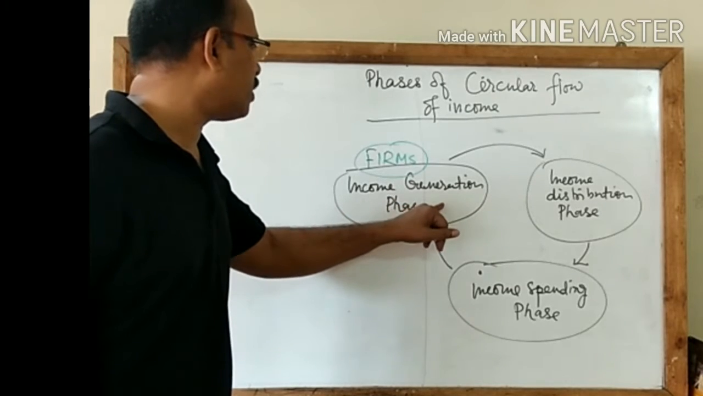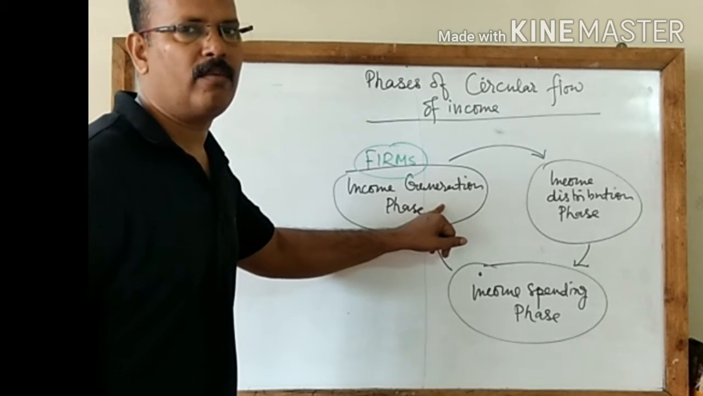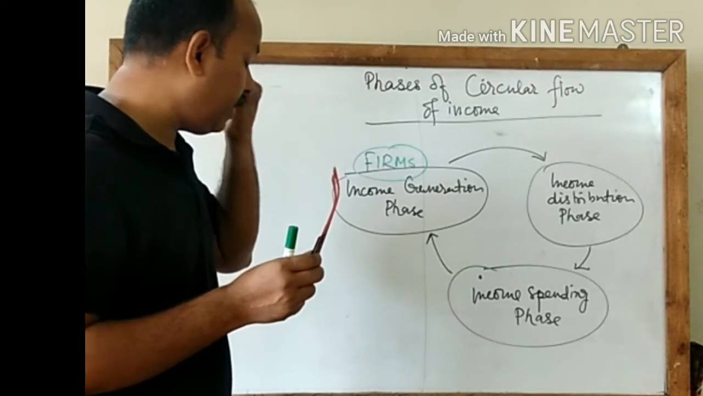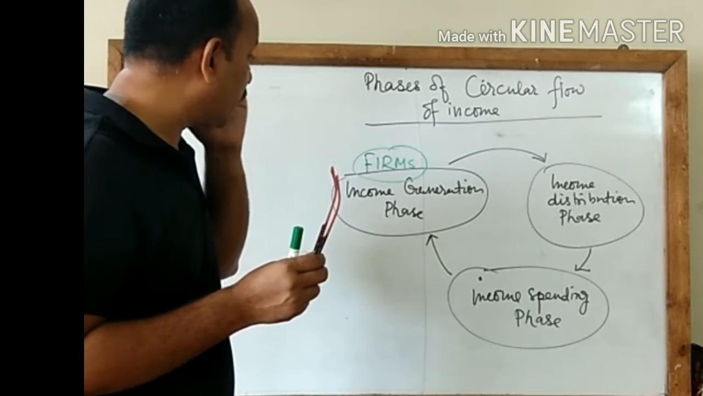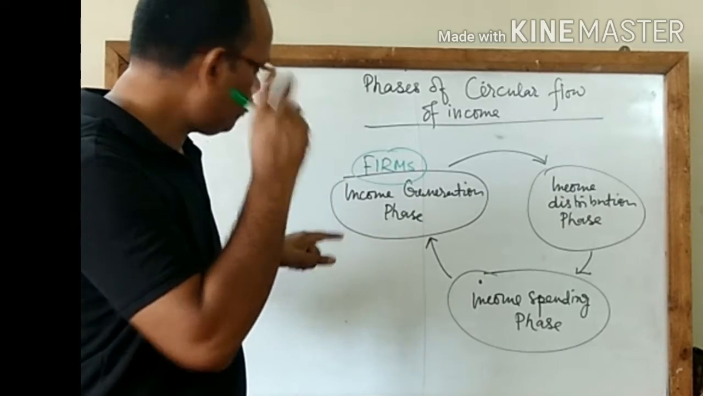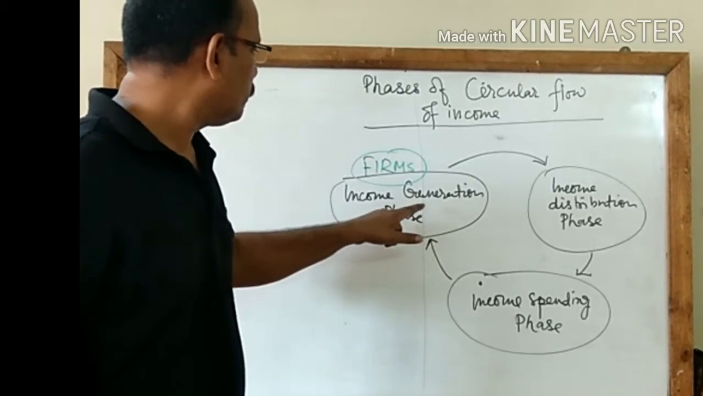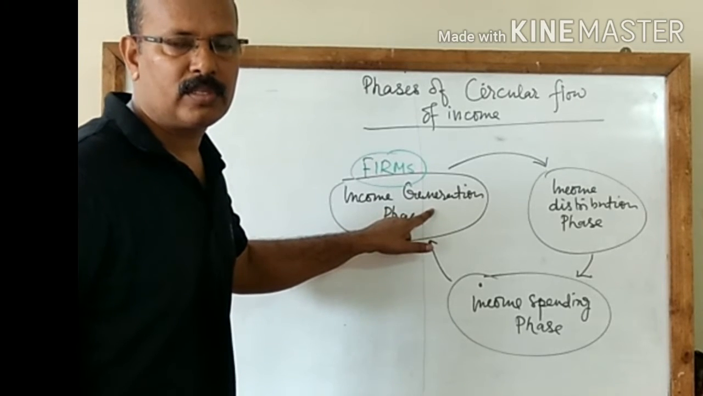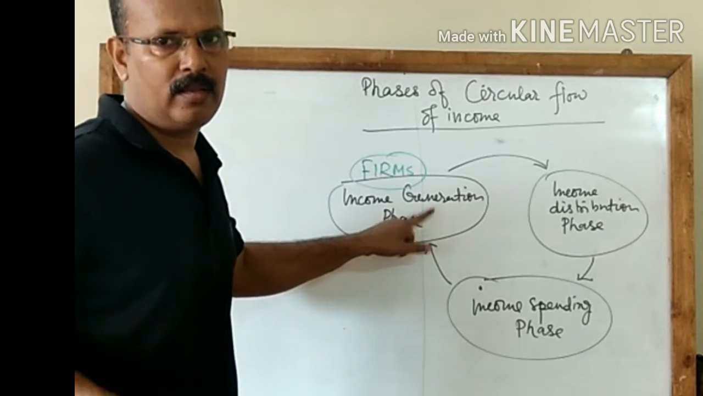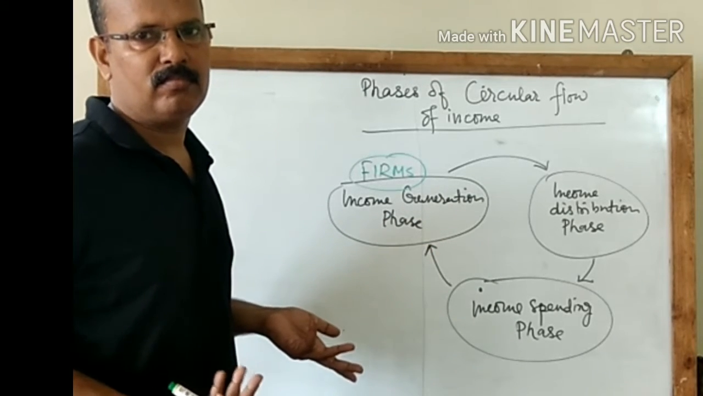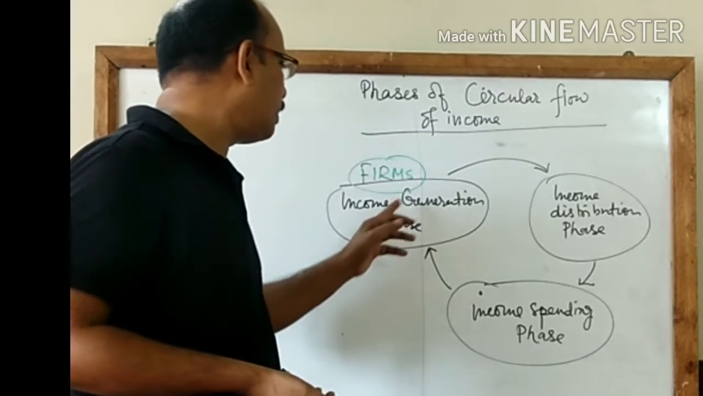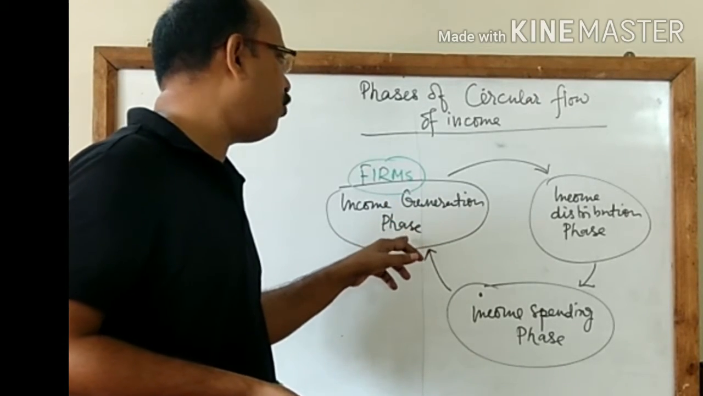In income generation phase, income is being generated in the form of rent, interest, wage, and profit. And all these things are getting generated in the farm itself. Because all the factor owners are going to the farms, they are working there. Land is being hired by the farm and land is earning income, rent. Labor are going to the farm, working and getting income. So all this income is being generated in the farm.